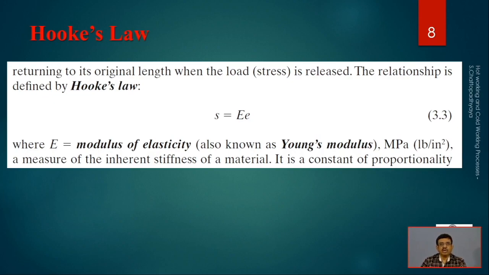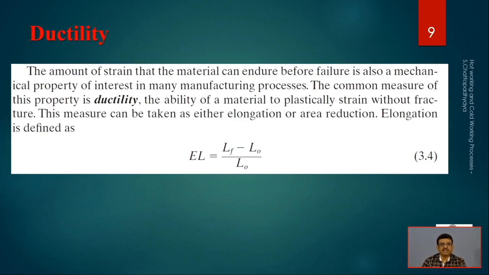And Hooke's law relationship is defined so that E is the modulus of elasticity, also known as Young's modulus, a measure of inherent stiffness, where stress is proportional to strain and the proportionality constant is the modulus of elasticity. And the amount of strain that the material can endure before failure is a mechanical property. What strain it can withstand before failure, I am very much interested in. The reason is, on the basis of that, the permanent deformation will take place in metal forming. So we are very much interested in what the material can endure before failure.